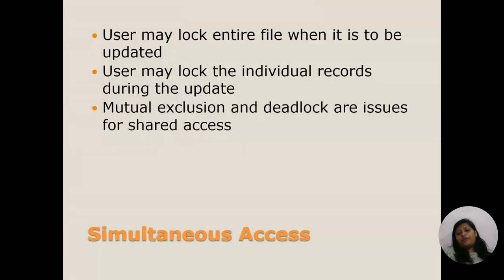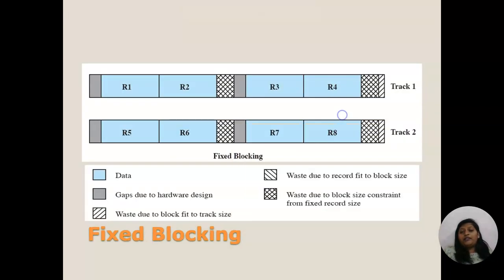Then simultaneous access. So user may lock the entire file when it is to be updated. User may lock the individual records during the update. Then mutual exclusion and deadlock are issues for shared access. So here is the fixed blocking. There are squares which represent particular things. This faint blue colored square represents data. The gray color represents gaps due to hardware design.